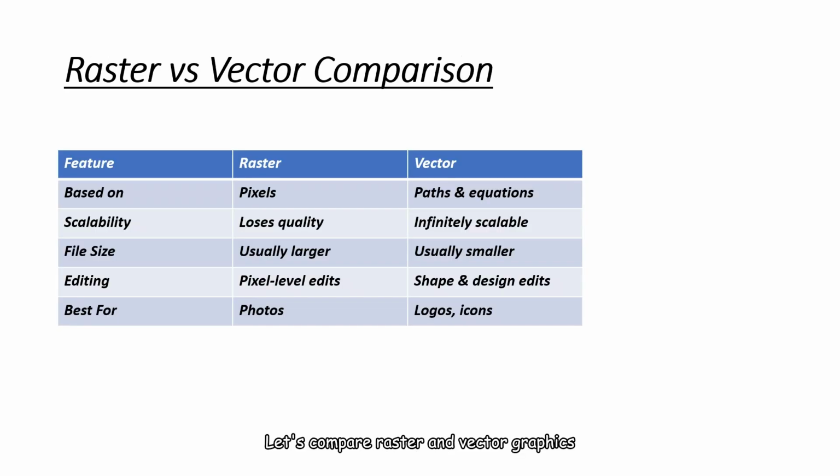Let's compare raster and vector graphics across several key features. Raster graphics rely on pixels, while vector graphics use paths. Raster graphics lose quality when scaled, whereas vector graphics remain sharp at any size. File sizes tend to be larger in raster formats and smaller in vector. Raster editing is pixel based, while vector editing focuses on shapes and paths. Finally, raster is best for photographs, while vector works well for logos and icons.